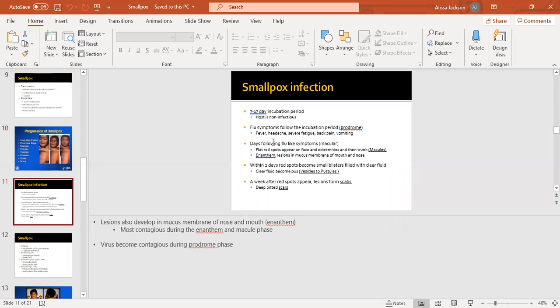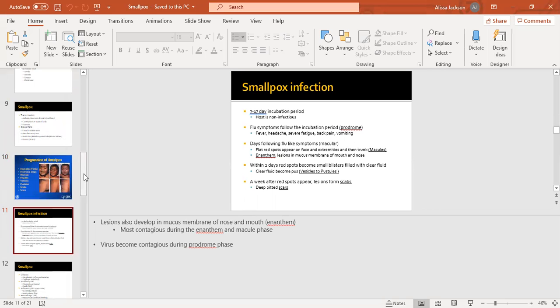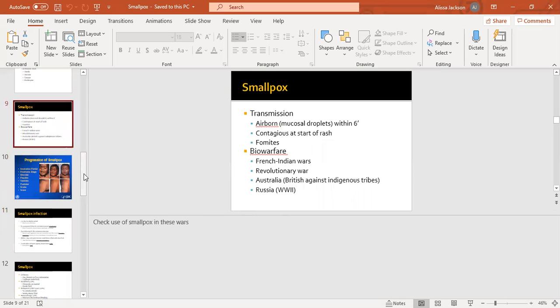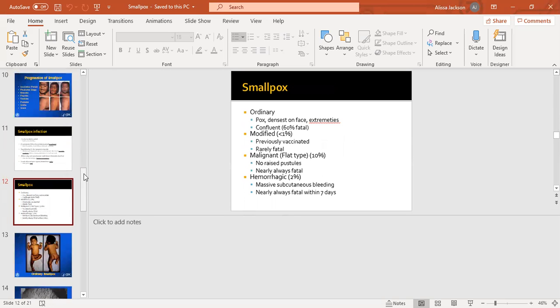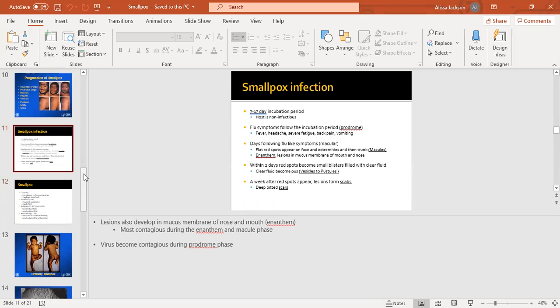And that's something so detailed, but still good to know. Enanthem, that seems like a very random word. Lesions in mucous membrane of the mouth and nose. Because for his fill in the blanks, they're going to be kind of random. Not random, but specific.